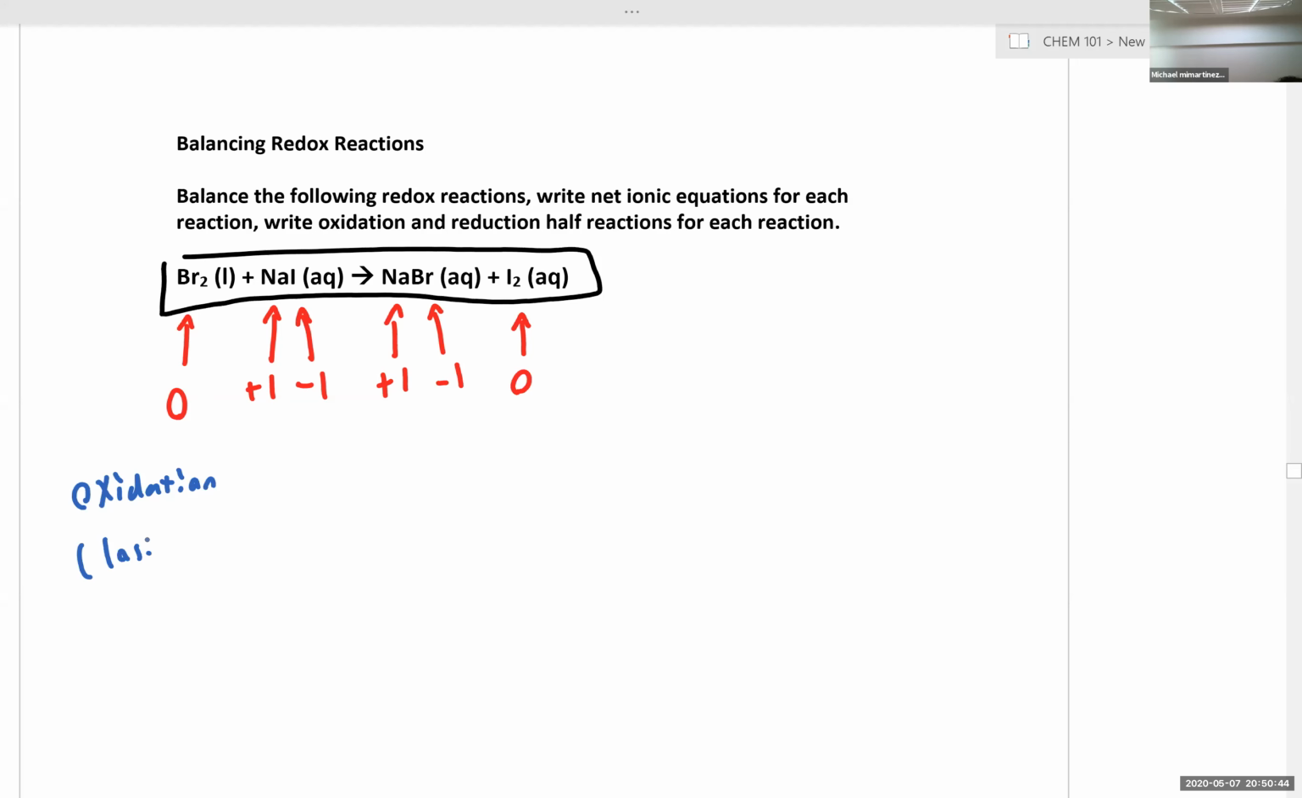In the oxidation half reaction, we are losing electrons. So what species is undergoing oxidation? What species is losing electrons, is having its oxidation number become more positive? Bromine is being reduced because its oxidation number is becoming more negative, and iodine is being oxidized because its oxidation number is becoming more positive. So we have I minus leading to I2. So we're going from -1 to an oxidation number of 0.